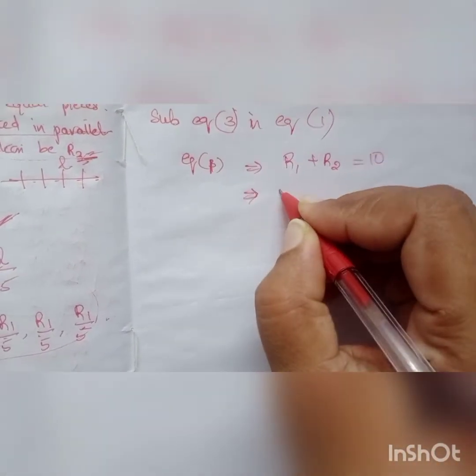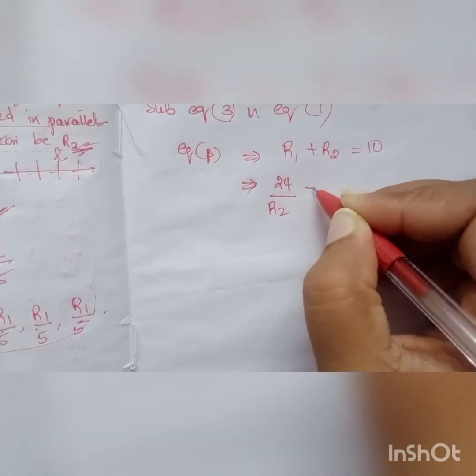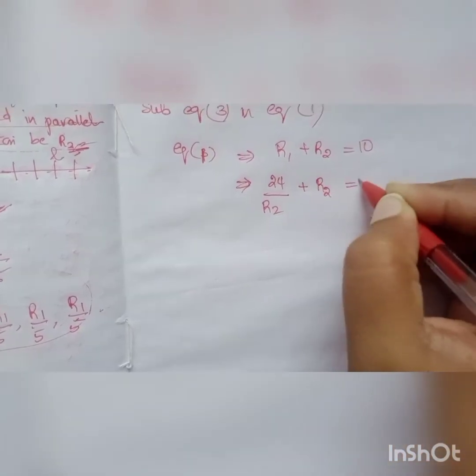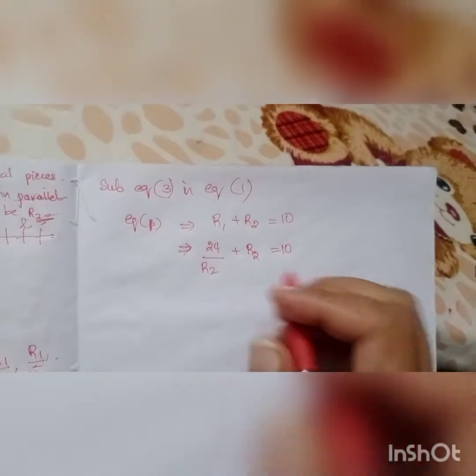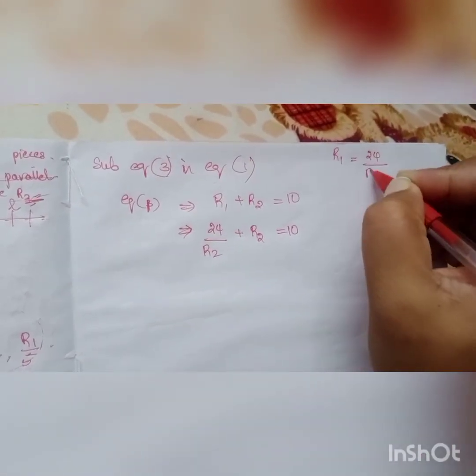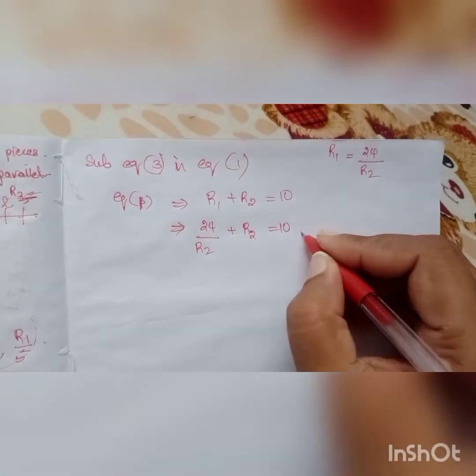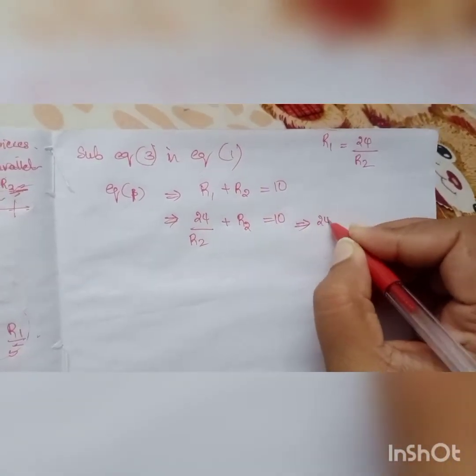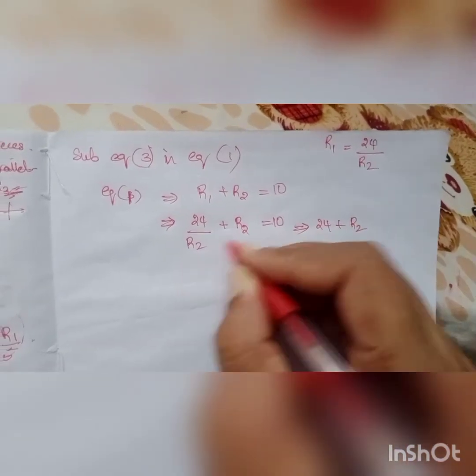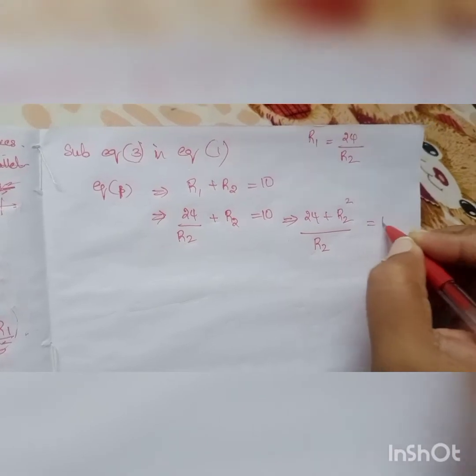So instead of R1, what can I write? I can write 24 by R2 plus R2 equal to 10. Right? Instead of R1, I am going to write 24 by R2 plus R2 is equal to 10. So just multiply these terms. So what you will get? 24 plus R2 into R2 is R2 square, divided by R2 is equal to 10.